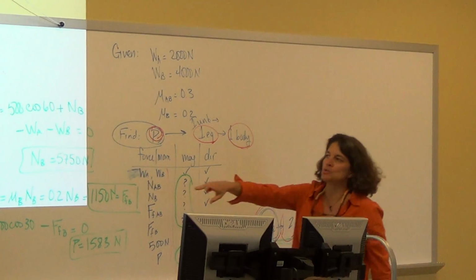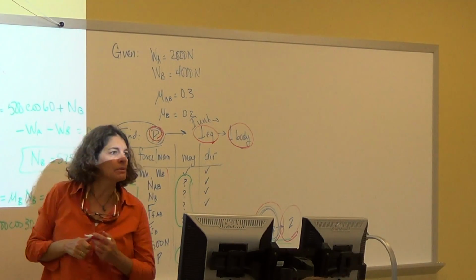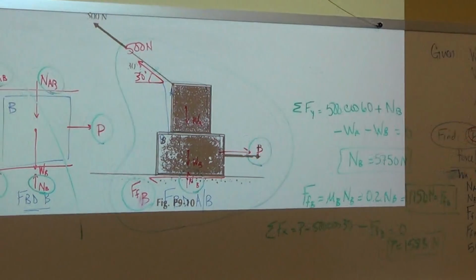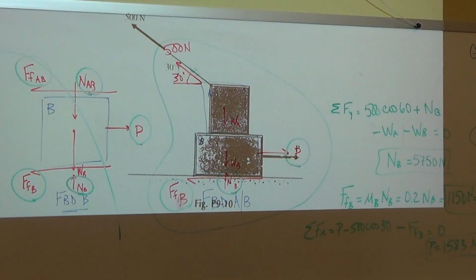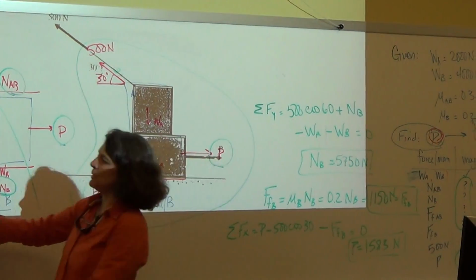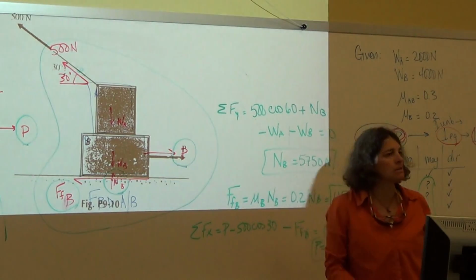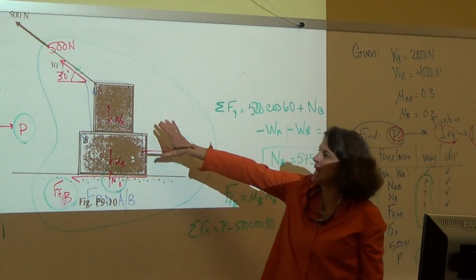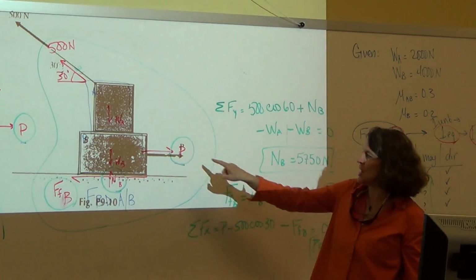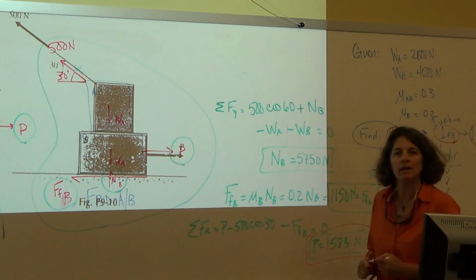You guys chose this free body diagram and not the other 2. Why? Least number of unknowns. Here, there are only 3 unknowns. If we separated these 2, we now introduce 2 more unknowns. So let's minimize the number of unknowns. So pick A and B together, and you were able to use 3 equations to solve for P. And P turned out to be 1583.